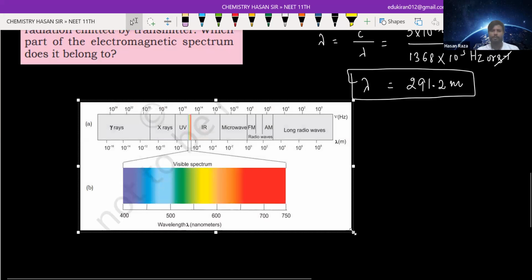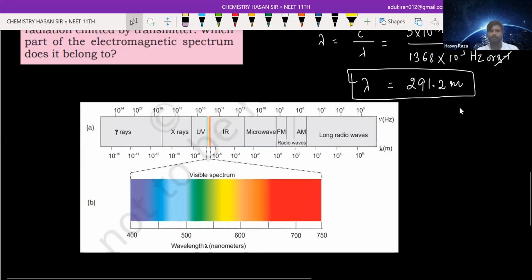Very important it is. I took it from NCERT. And how you are going to remember this: gamma rays, X-rays, cosmic rays. This is X-rays, ultraviolet, infrared, microwaves, and there comes your radio waves. Radio waves, FM and AM, and then long radio waves. How you are going to remember it?